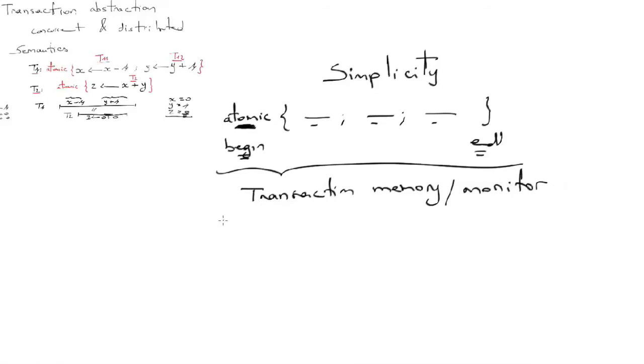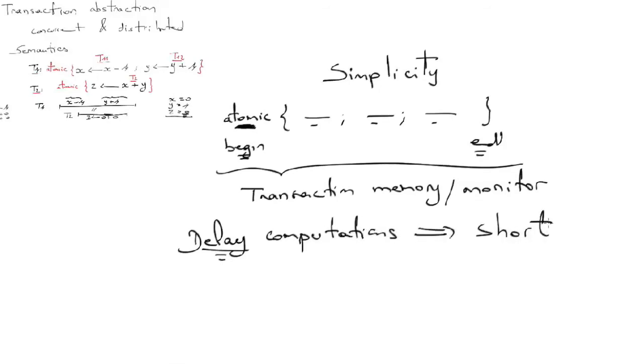However, from the programmer's perspective, two things are important. One of them is that transactions delay computations. Therefore, they need to be short. No matter which algorithm and hardware is used by the underlying transactional memory or monitor to avoid interferences, transactions delay computations. It slows them down. So they have to be as short as possible. The second thing that is important is that transactions might abort, and I will explain intuitively why.